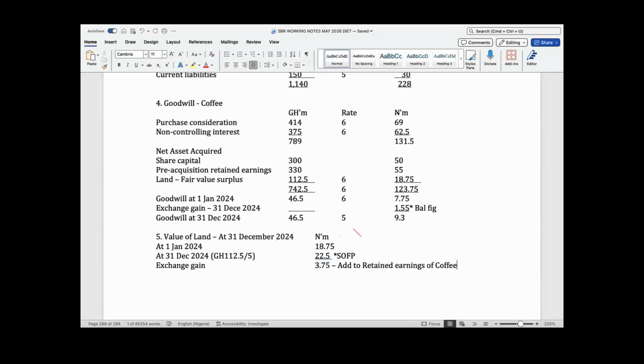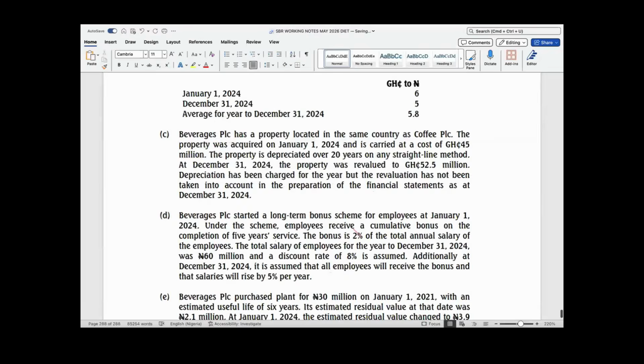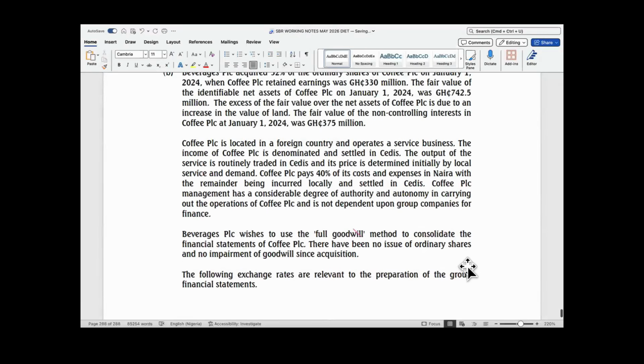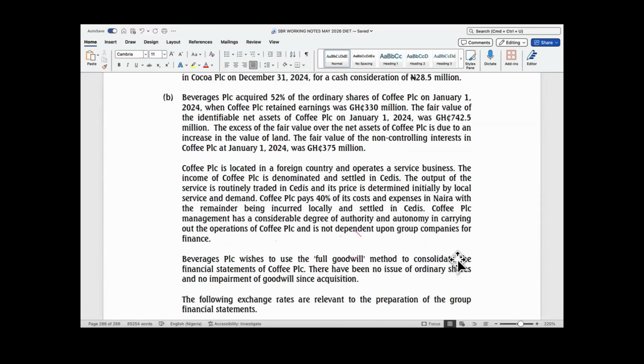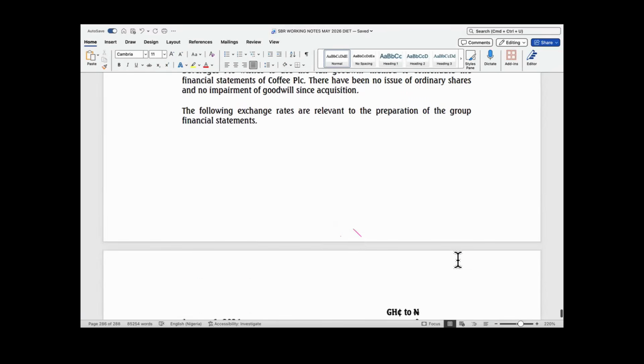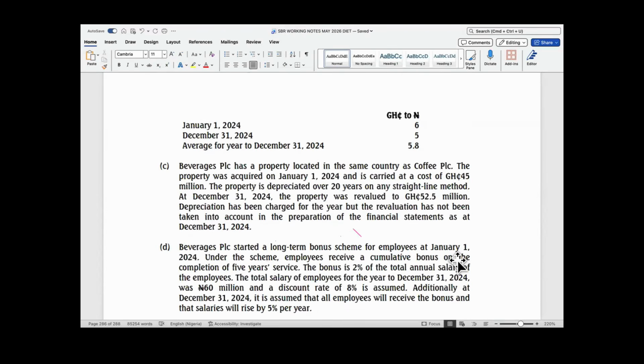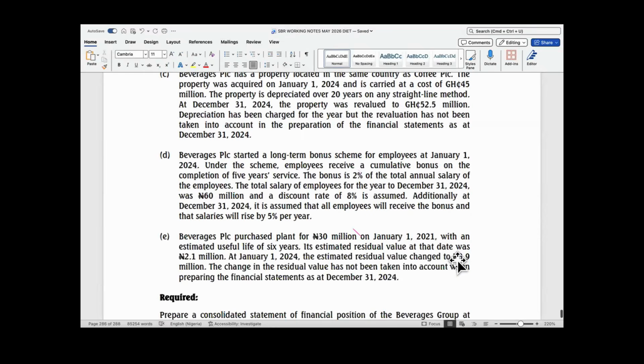Now that I've sorted all that, I will just go back and check. Okay, what else? So I've really sorted that part of it. Now I can go and sort things like retained earnings and NCI. I can sort those out now because when I saw my additional information, it's talking about something else entirely.